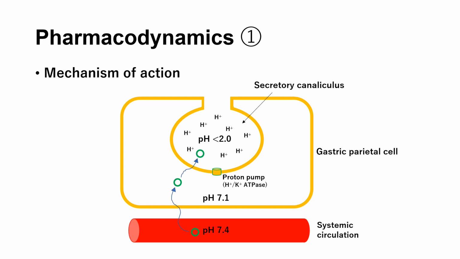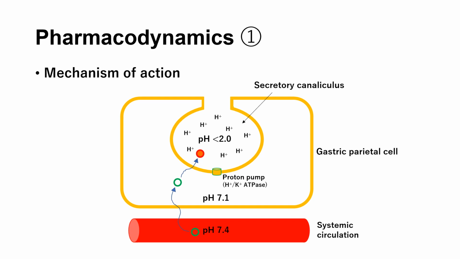It reacts with hydrogen ions and turns into its active metabolite. This is also how pantoprazole achieves its specificity. There are proton pumps in other parts of our body, but pantoprazole only becomes active in this highly acidic environment.